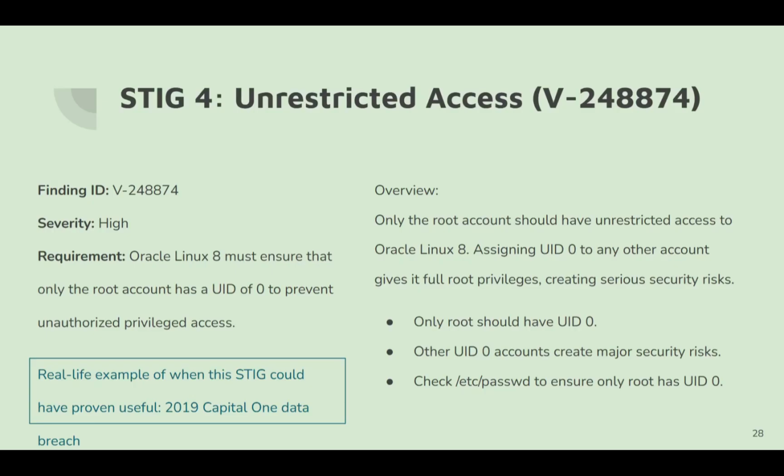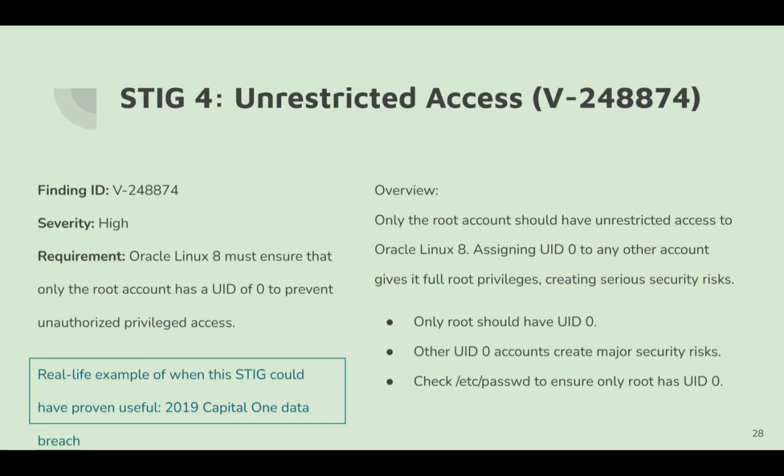The fourth STIG we will be covering focuses on unrestricted access in Oracle Linux 8 systems. This STIG requires that only the root account is assigned a UID of 0. That's because UID 0 gives full root level privileges. If any other account is assigned UID 0, whether by accident or for testing, it creates a major security risk.